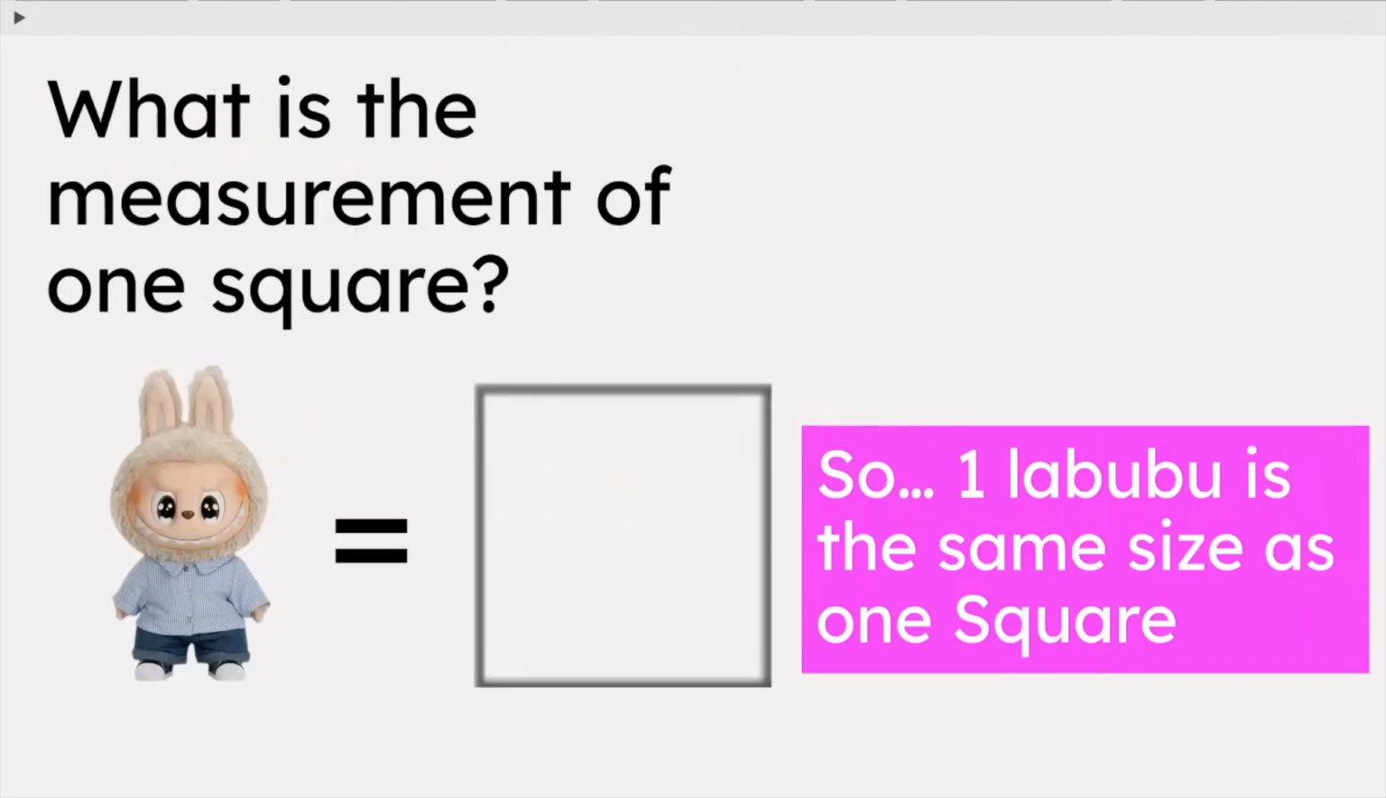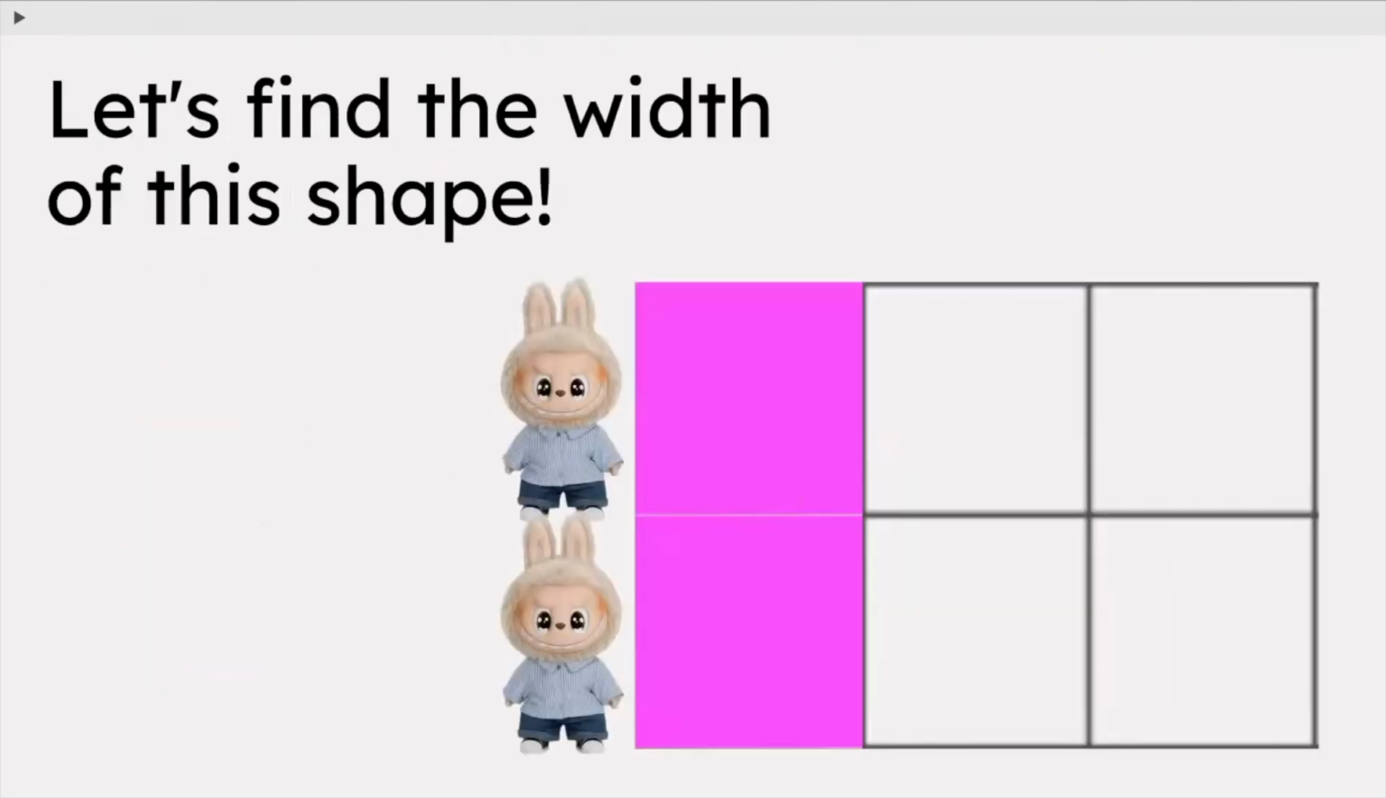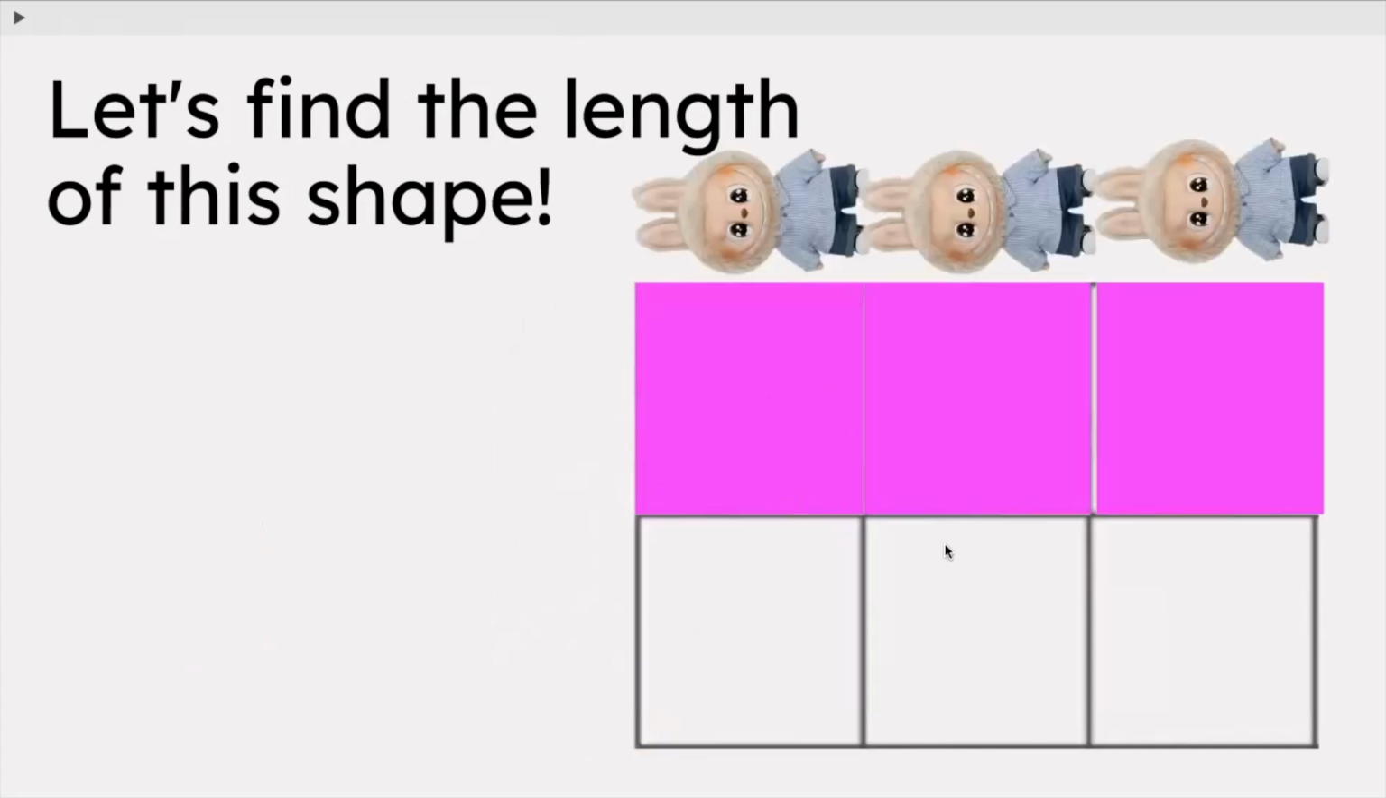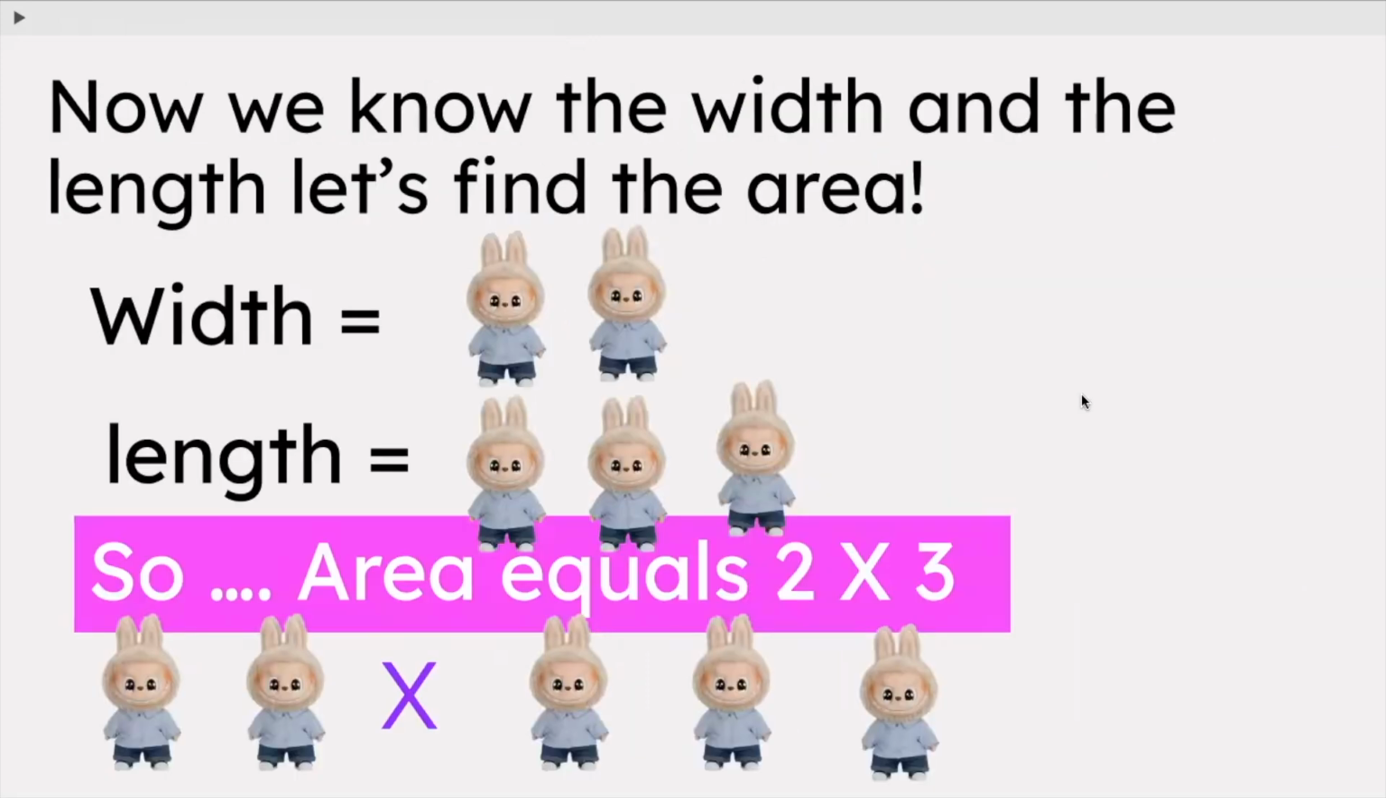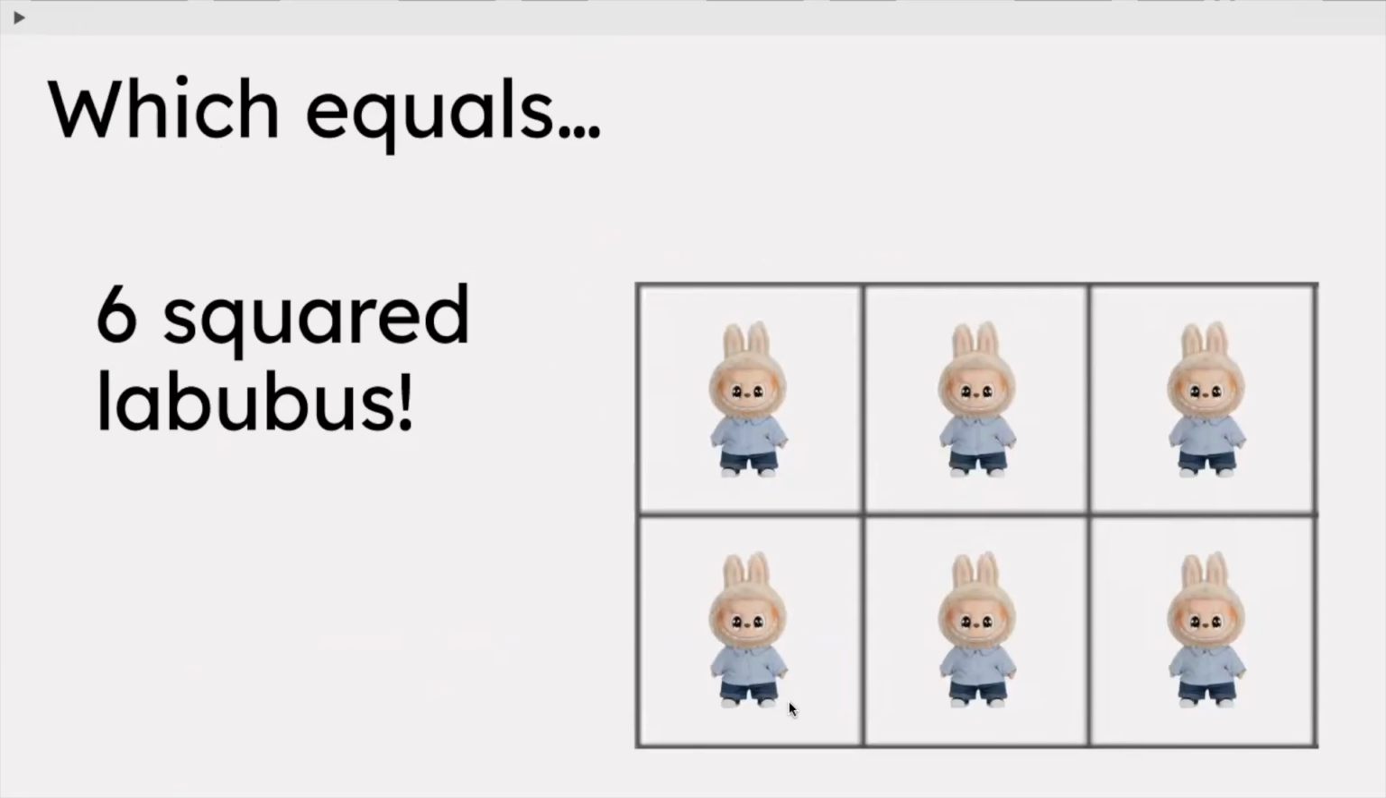So we know that one Labubu is the same size as one square, and to find the width, we can see by the highlighted boxes that 2 Labubus is the width of this rectangle. And for the length, it is 3 Labubus. So now that we know the width and the length, let's find the area. So we see that the width is 2 and the length is 3. And by the equation that Miss Goodison gave us, the area will equal 2 times 3, or 2 Labubus times 3 Labubus, which equals 6 squared Labubus.